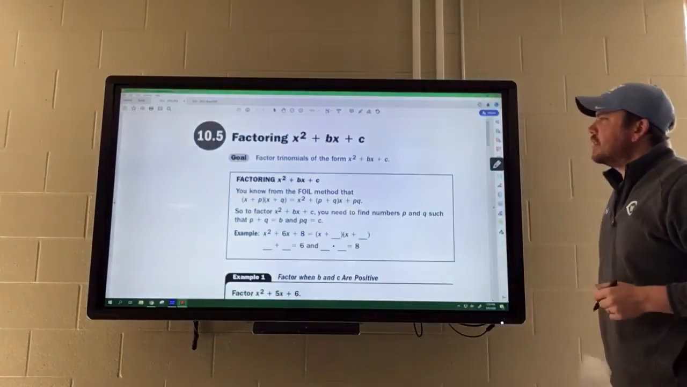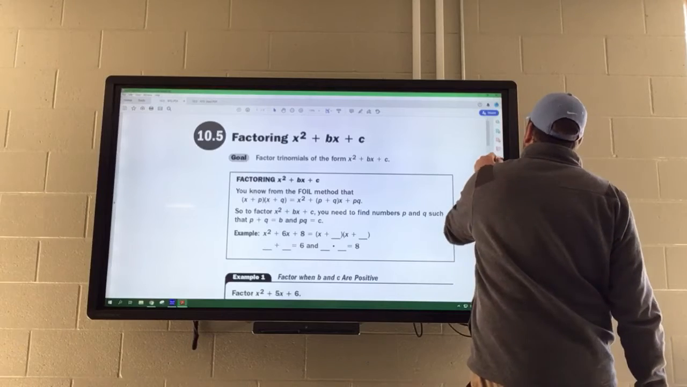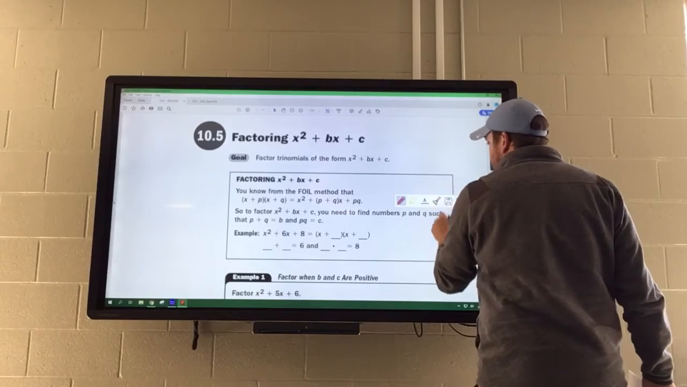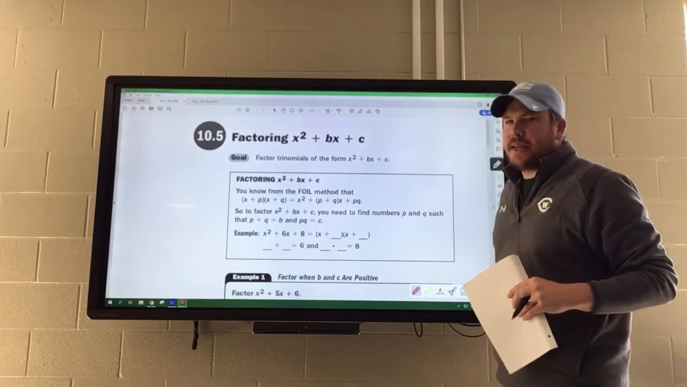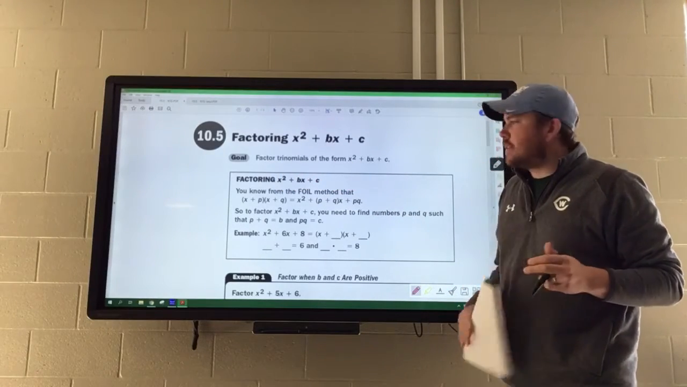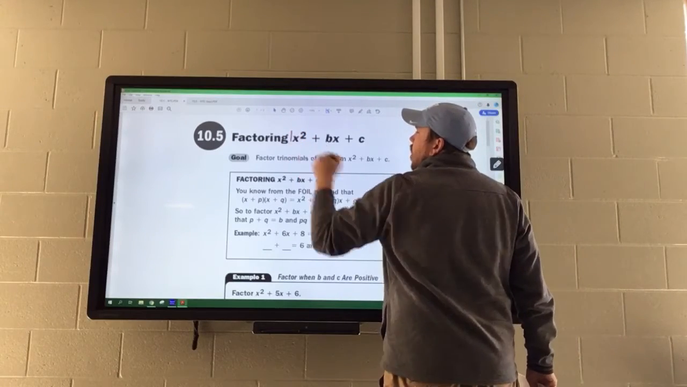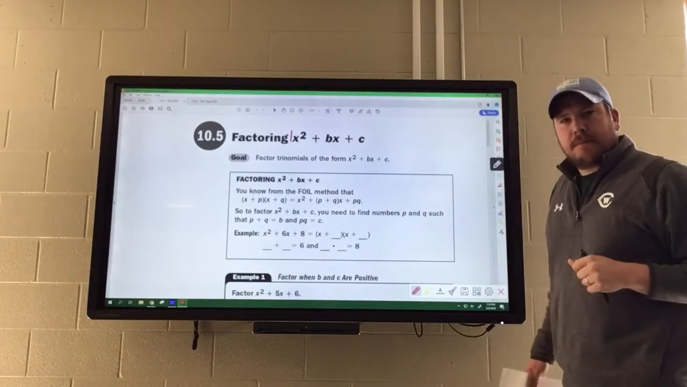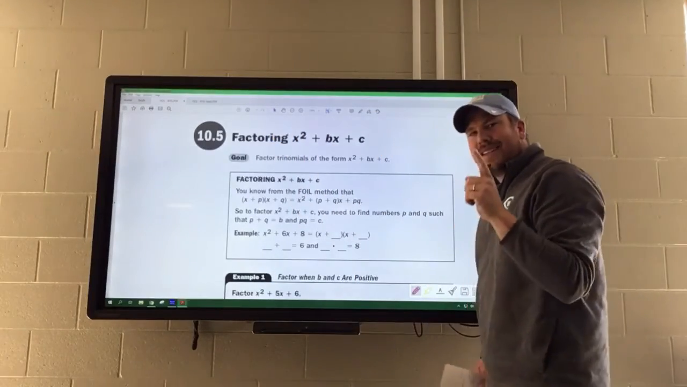Hello class, today we're going to look at section 10.5, factoring x squared plus bx plus c. So our learning target today is to be able to factor trinomials of the form x squared plus bx plus c. Here's what I want you to notice though. This only works when we have one x squared plus bx plus c. Okay? This only works if our coefficient in front of x squared is 1.